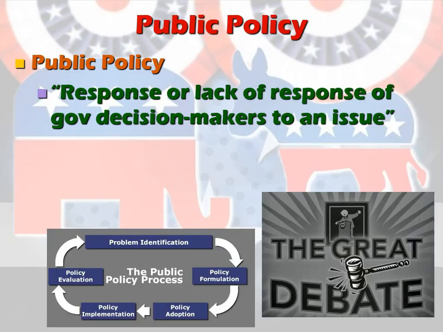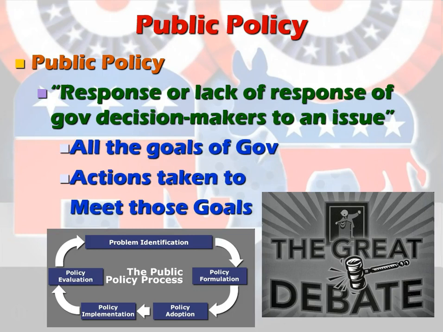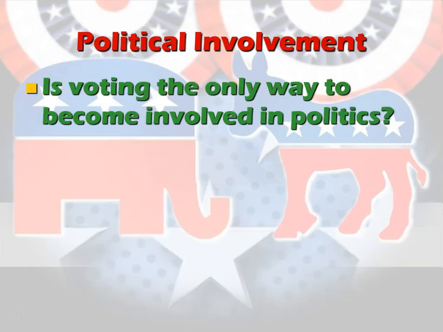So that brings us back to public policy. Just a refresher, we've already been over this. Public policy is the response or lack of a response of a government decision maker to an issue. It's all the things that the government does and all the things that the government doesn't do. So once again, when we're talking about interest groups, we're going to talk about public policy, just like we did when we talked about political parties.